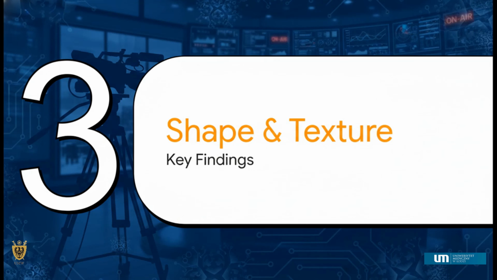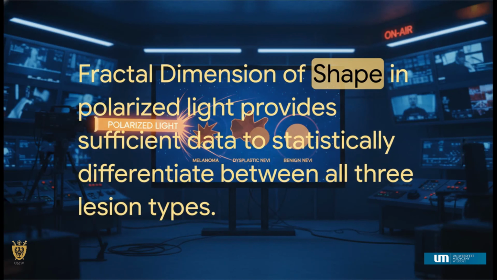All right, now we're getting to the core findings. How well does this method actually differentiate these lesions when you analyze the fractal dimension of their shape and their texture? This first major finding is a potential game changer. The fractal dimension of a lesion's shape, when it's viewed under polarized light, is powerful enough to statistically tell the difference between all 3 lesion types, melanomas, dysplastic nevi, and benign nevi.